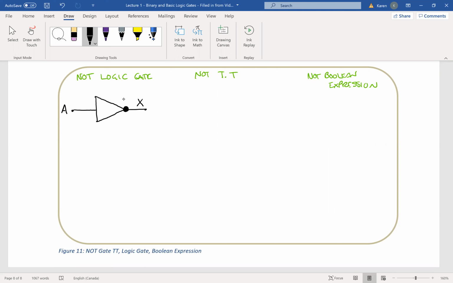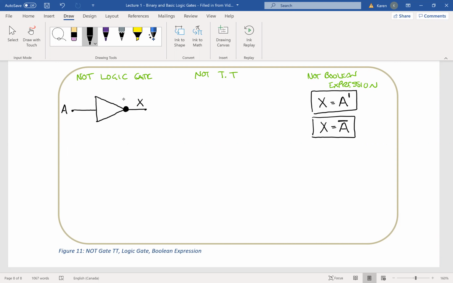The Boolean expression just looks like this. The output X is equal to the input A inverted. So that's one way we can write it. The other way we can write it is X is equal to the input A inverted. So these two things mean exactly the same thing.